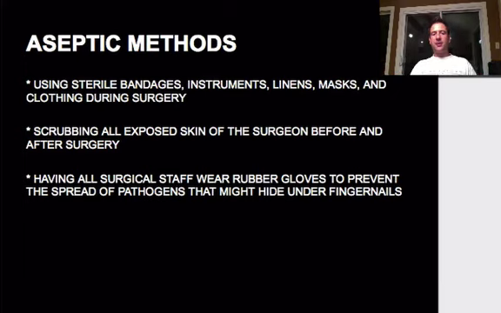And then what's going to happen is we're going to make sure that we are scrubbing all exposed skin of the surgeon. So I don't know if you ever watched that show, what's it called? Grey's Anatomy. I think they're always doing surgery and they're getting ready and someone puts their gloves on for them and stuff like that. So that's them scrubbing in, but that's aseptic methods. And then also having all surgical staff wear rubber gloves. One, we want to prevent the spread of pathogens, just in case, you know, they might hide under fingernails and stuff like that. Gloves is really important. It's also another barrier for protection.